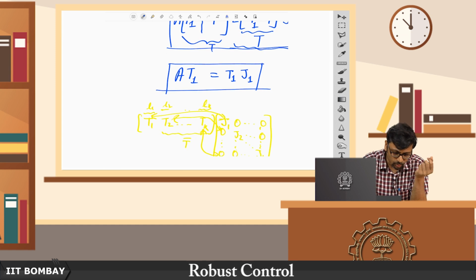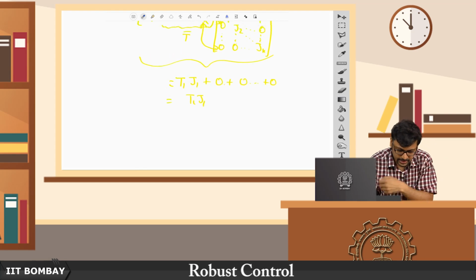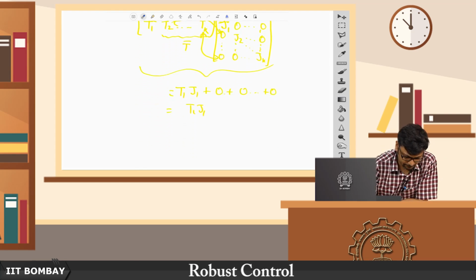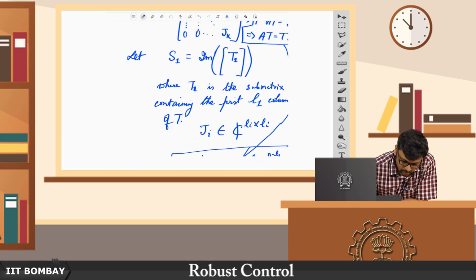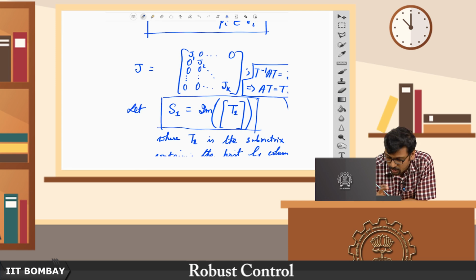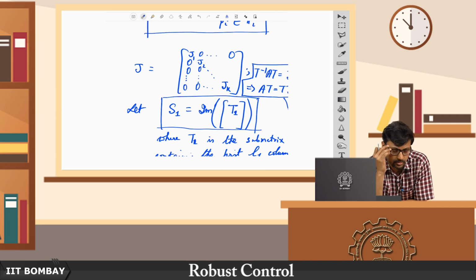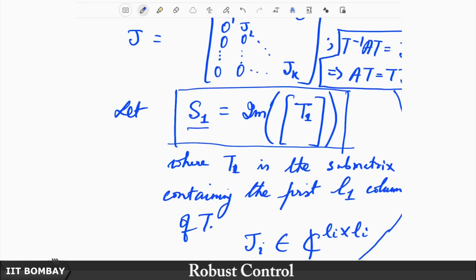But what more is revealed from this relation? It tells me that, well, if I take this S1, where have I defined it? Yeah, this S1, remember, which is nothing but the image of the first L1 columns of the matrix T, that matrix T which through a similarity transformation leads me to the Jordan canonical form, right. So if I take this subspace, of course this is a subspace because it is an image, we have already established that an image of a matrix is a subspace, right.